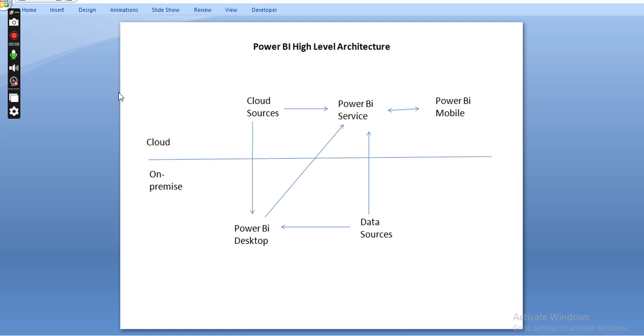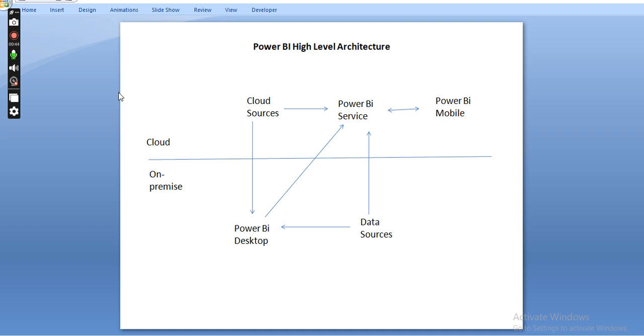Okay, let's talk about our Power BI high level architecture. Before we dive into tools and features, it is really helpful to step back and understand the big picture: what the different parts of Power BI are and how they all work together. If you look at the Power BI architecture, you usually see a straight line between cloud and on-premise. Everything above is considered cloud and everything below is on-premise.